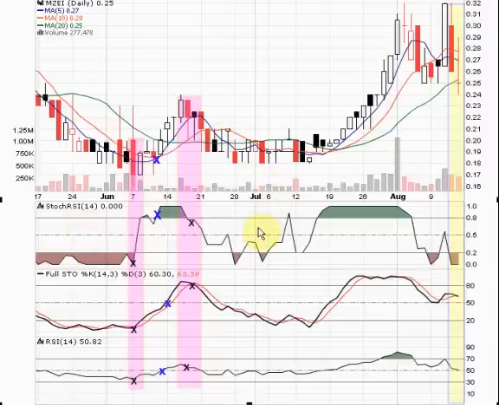Over the years, I've been using the StochRSI and 5, 10, and 20. It has worked so well for me. You don't fool with something that works.